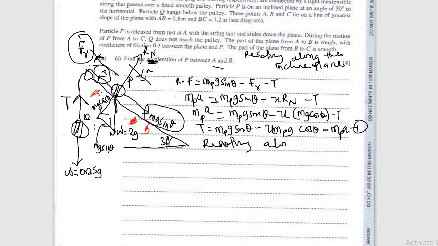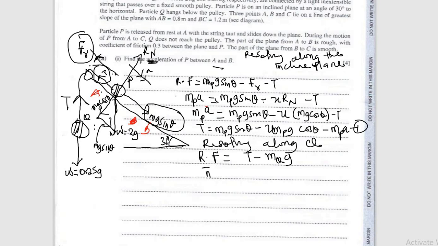Now let me resolve along Q, the one hanging freely. Along Q, we have two forces: the tension force, which is always stretching out, and the weight downward. Since we have two forces, the resultant force in this case will be tension minus weight. The weight is mQ g.